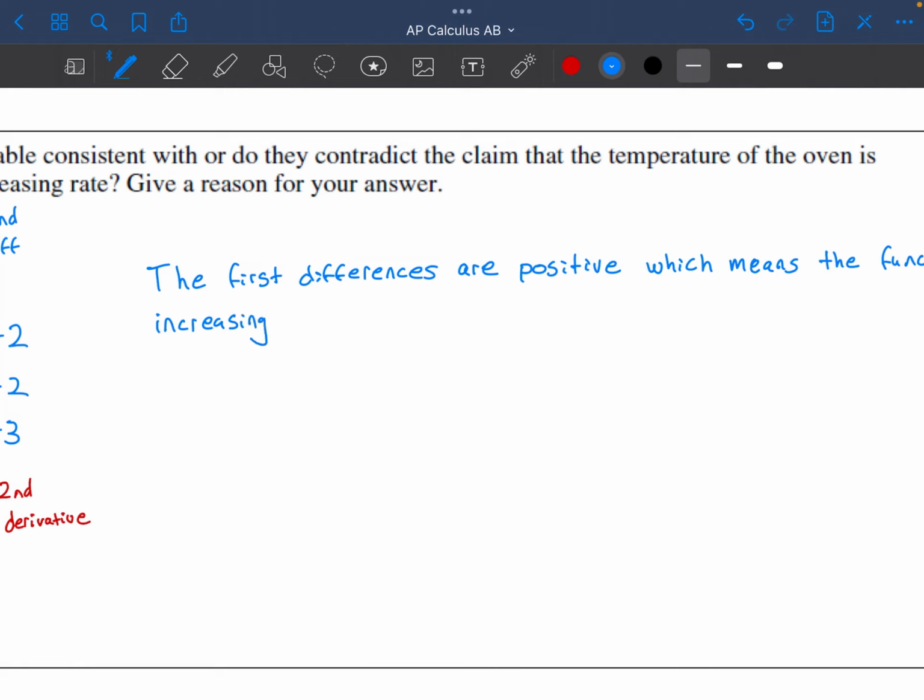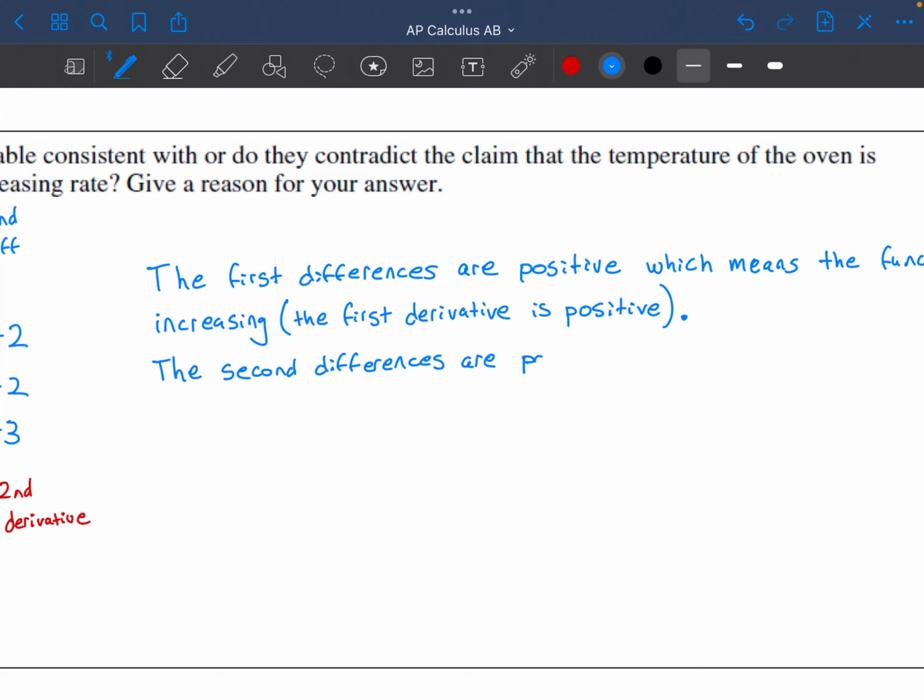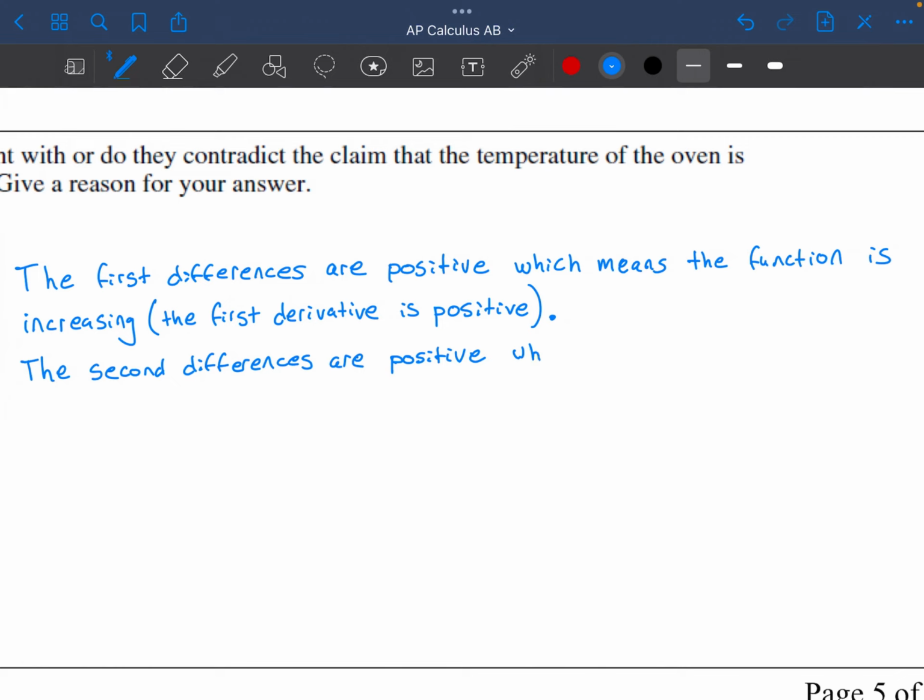And if you want to be, you don't have to go overboard, but I'm going to for the answer key. The first derivative is positive. And you also want to say the second differences are positive. And that means, well, that's kind of a bad W. I'm going to go ahead and try that again.